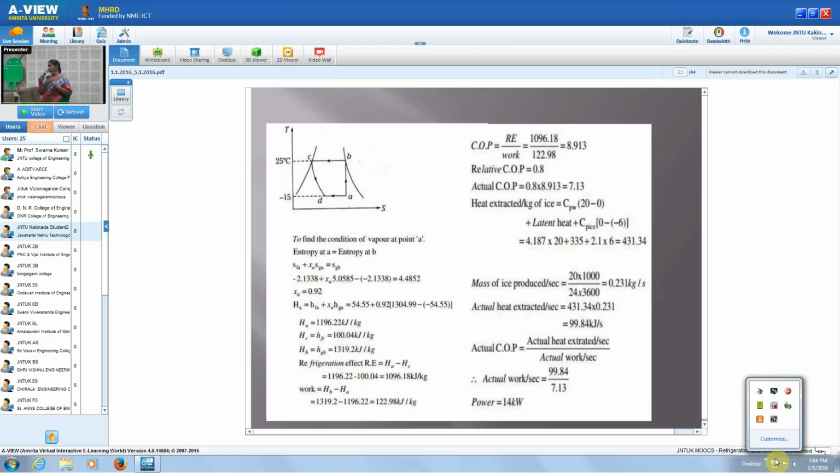Then at the end of the condensation there is a liquid state. So the liquid enthalpy at 25 degrees centigrade from the properties is equal to 100.04 kilojoules per kg. So H4 and H3 is equal to 100.04.